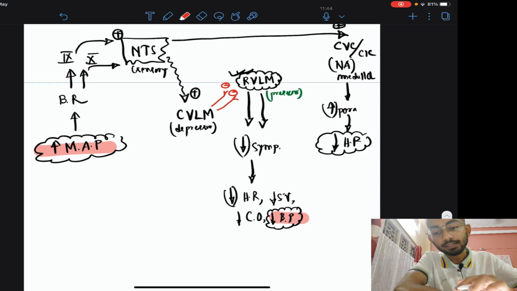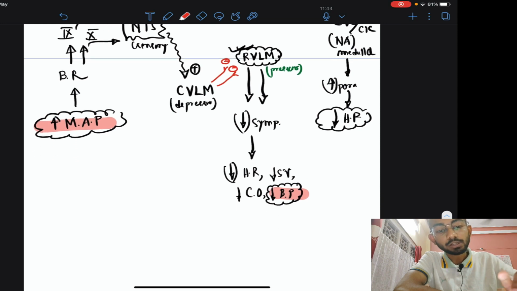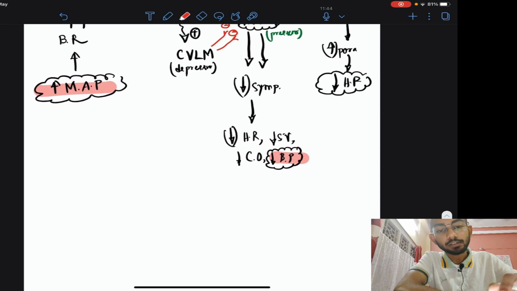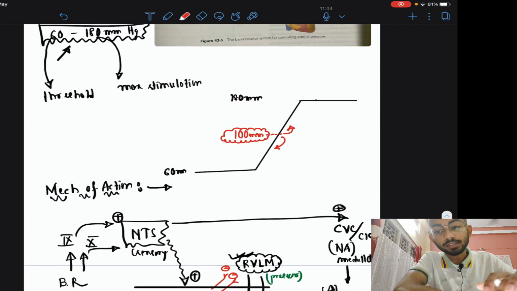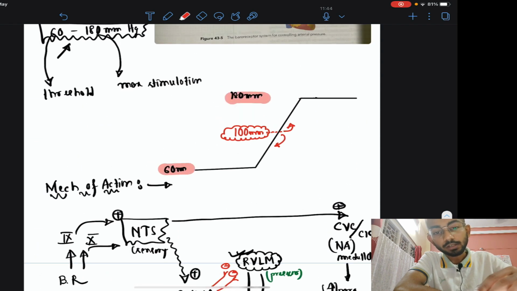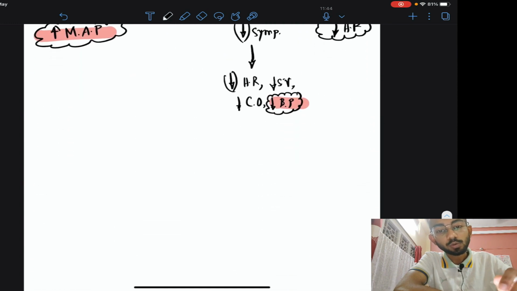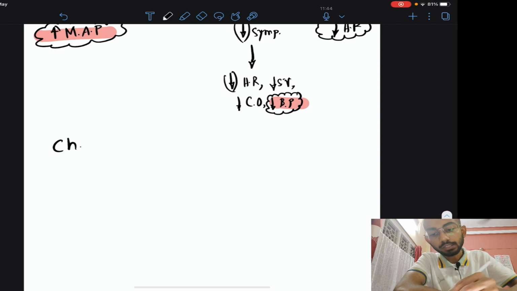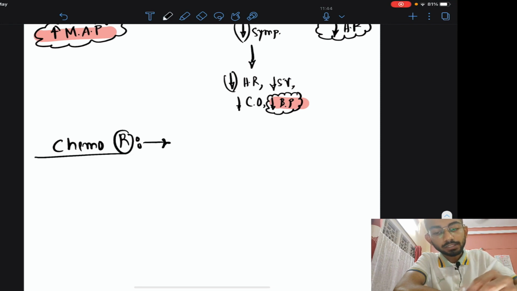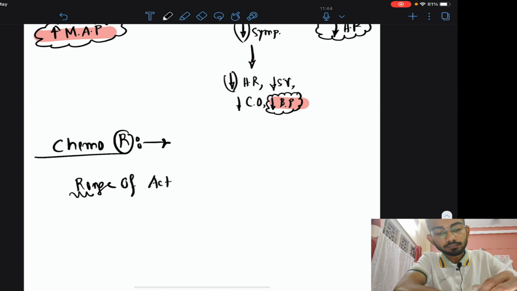Similarly, if there is decrease in the mean arterial blood pressure, we will eventually end up getting increase in the mean arterial blood pressure. But this mechanism works under which range guys? From 60 millimeter of mercury to 180 millimeter of mercury. Similar is the action of the chemoreceptor. The chemoreceptors also act in the same way, but the only difference is their range of action. The range of action varies from 40 to 60 millimeter of mercury guys.